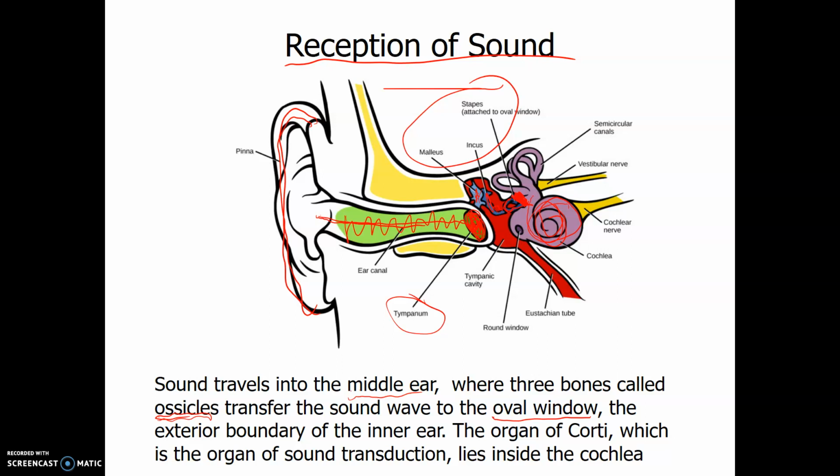Another function we're going to talk about is the function of these semicircular canals, which function in equilibrium. And by the way, this is the eustachian tube, and this drains fluid from the middle ear and the inner ear.